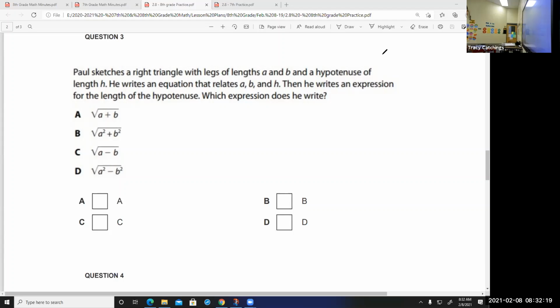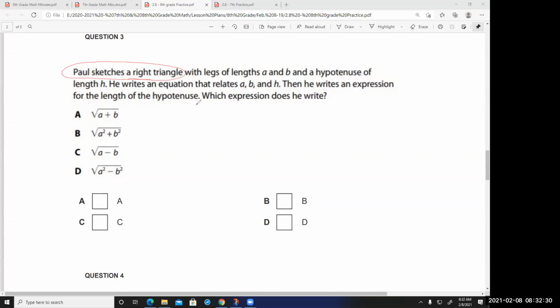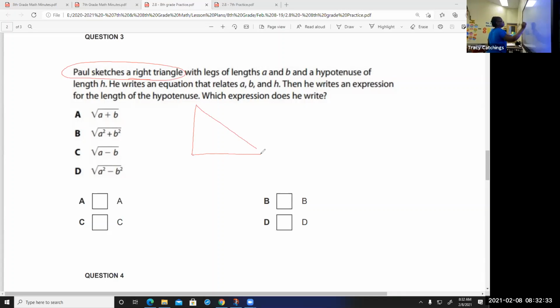What did they tell us Paul did? He sketched a right triangle with legs of lengths A and B and a hypotenuse of length H. I'm gonna do the same thing Paul did. I'm gonna draw this triangle so I can see what they're talking about. They said it got legs of A and B and a hypotenuse of H. And they said write an equation that would represent the hypotenuse. Before we can even get to the hypotenuse, what equation will we have for the Pythagorean theorem with the variables that they gave us?